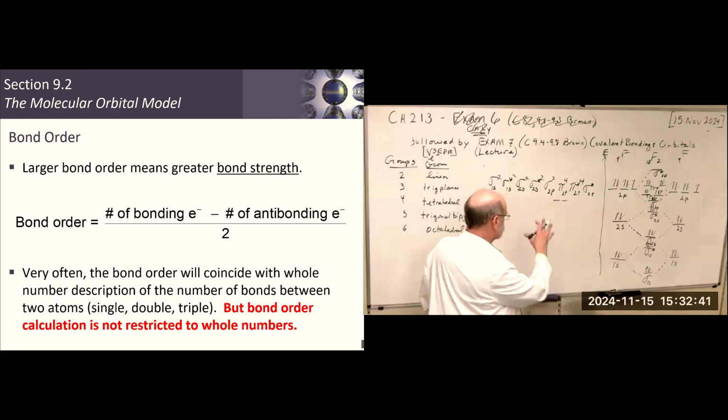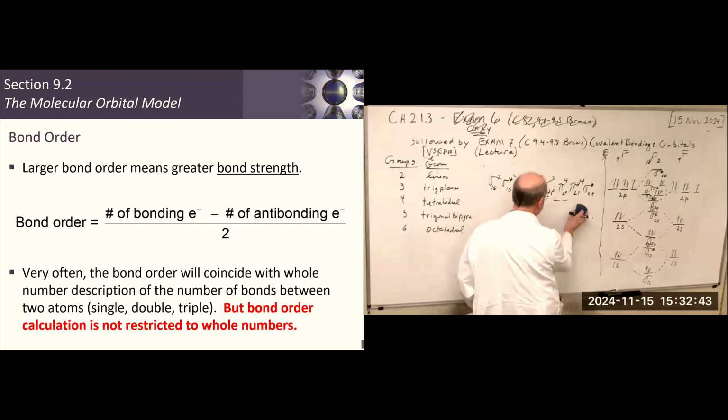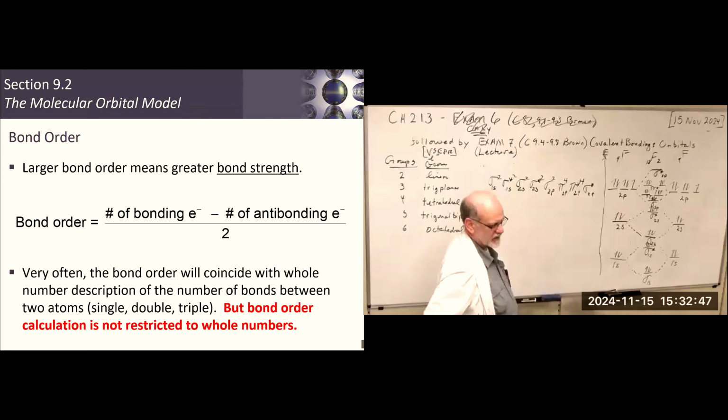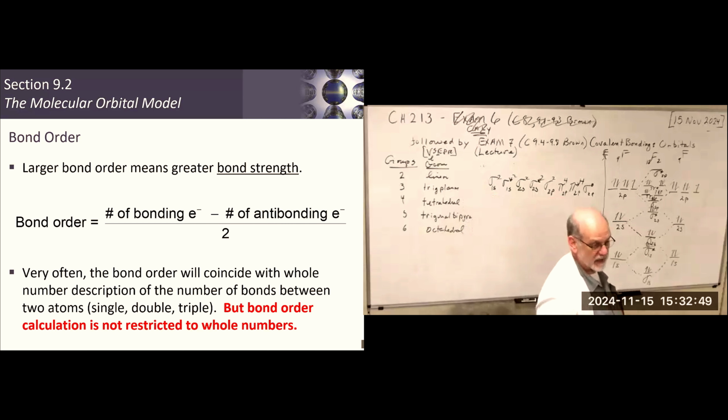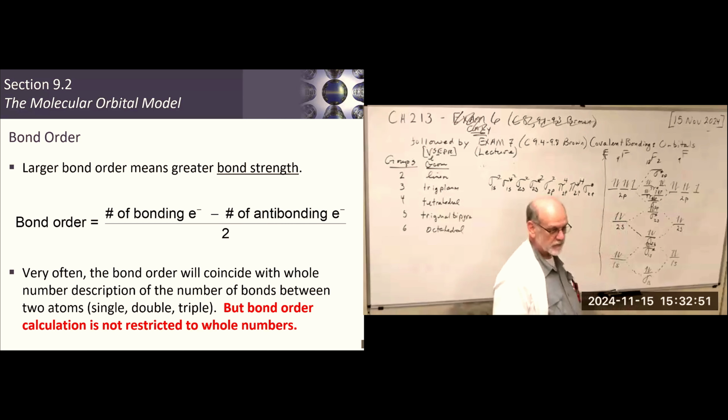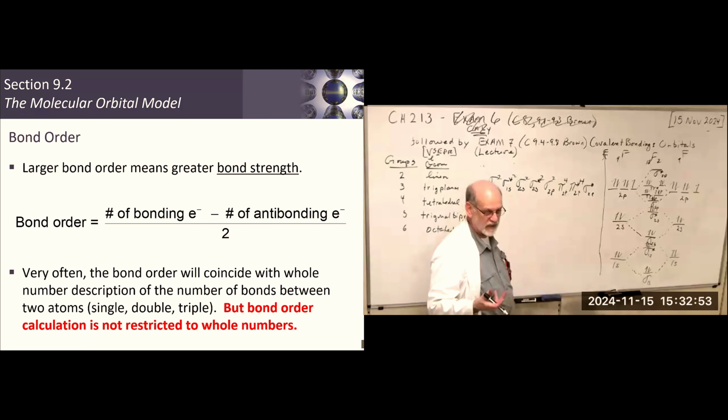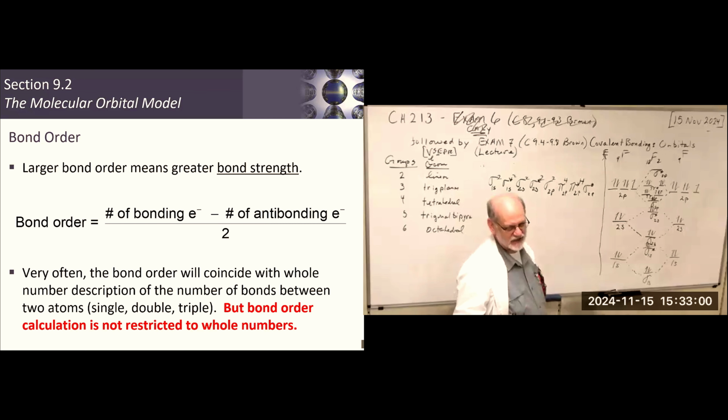Now, what can we do with this information? We can calculate what's called a bond order. A bond order is analogous to the types of bonds that you have. So if we have a bond order of 1, that's a single bond. If we have a bond order of 2, that's a double bond. Bond order of 3 is a triple bond. Only bond orders can be fractional, whereas single, double, and triple bonds can only be whole number multiples.